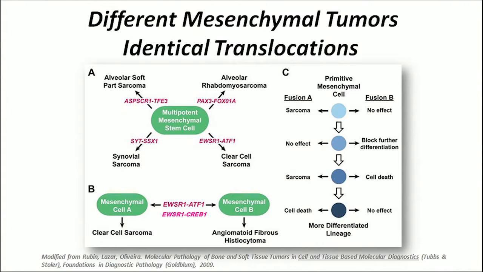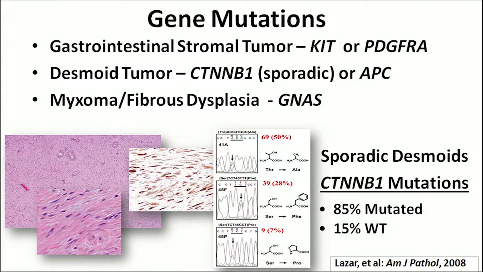So where we used to think that there was probably some kind of multipotent mesenchymal stem cell, the translocation occurs there, and then depending on which translocation you had, that defined the tumor. It's now probably more likely that the type of mesenchymal cell that you have it in and the environment in which that cell is may be important for the translocation. So this is kind of an emerging area in how we consider how translocations work biologically.